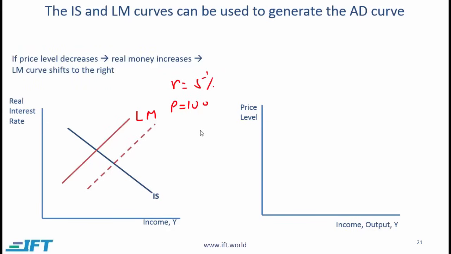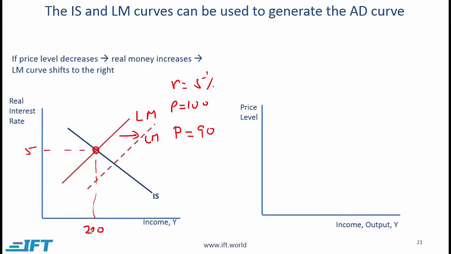Now, there is a decrease in the price level. So let's say the price level comes down to 90, and as we just saw, the LM curve will then shift to the right. Originally, we had this equilibrium point where the interest rate was 5% and we had a certain level of income. Let's say that this income level, just to pick a number, is 200.